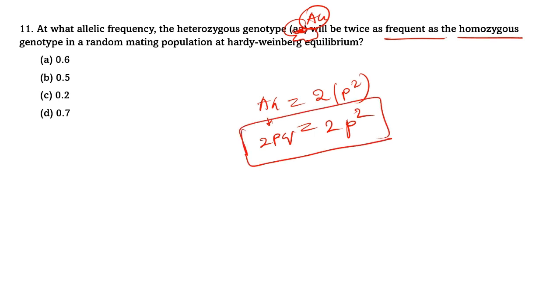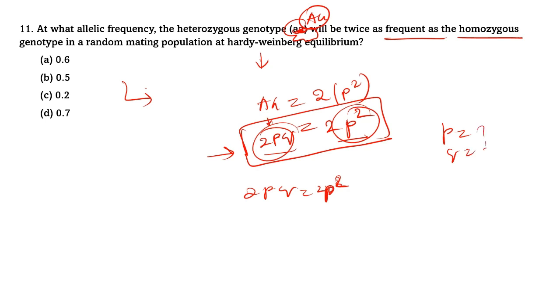See, if you do not know any concept or if you are not able to apply any concept here, based on the options you can mark the correct answer for this question. How? You have to at least write this equation based on what they are giving. They are just saying that heterozygous are twice the homozygous, so this is the equation: 2pq is equal to 2p square. We do not know the value of p and q here, so how to get the answer? You just substitute the answers here.